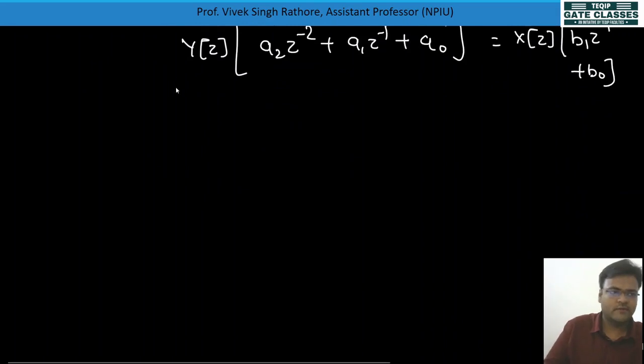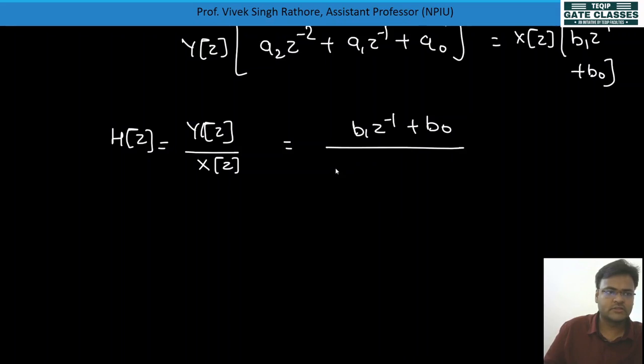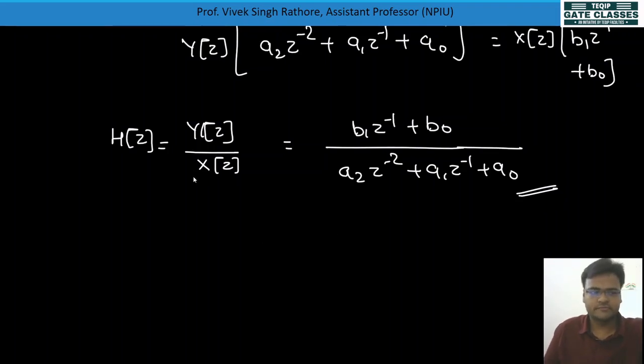Now for the transfer function, what we can do: Y of z by X of z is equal to H of z, because actually H of z only we wanted to see, the z transform of the impulse response. So we can get b1 z^-1 plus b naught by a2 z^-2 plus a1 z^-1 plus a naught. This is the H of z, Y of z by X of z. This is the transfer function in the z domain.